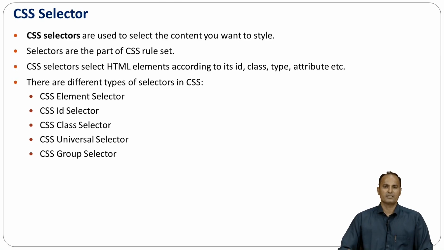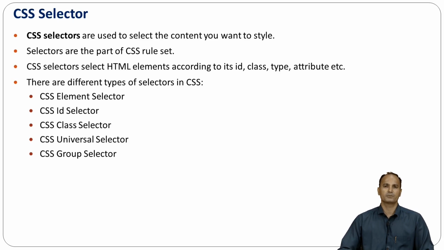So if you have to define them, CSS selectors are simply the elements of the HTML documents on which we will provide different kinds of effects through CSS properties, or rule set, we can say. Selectors are the part of a CSS rule set. CSS selectors select HTML elements according to their ID, class, type, attribute, etc.